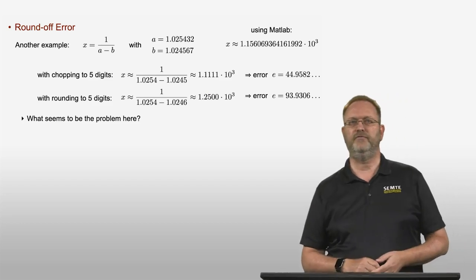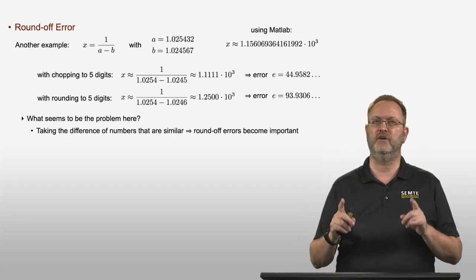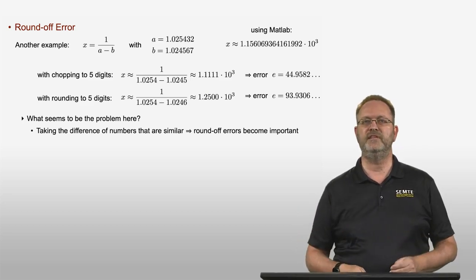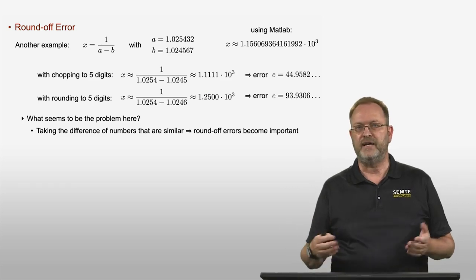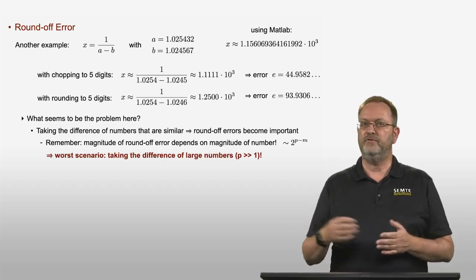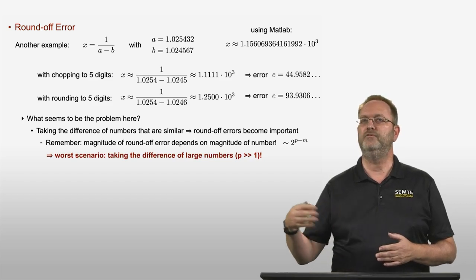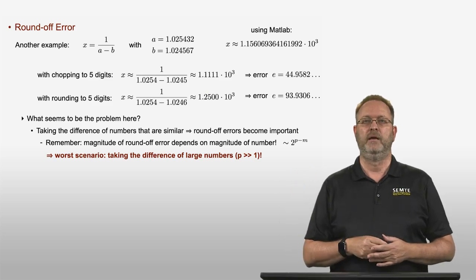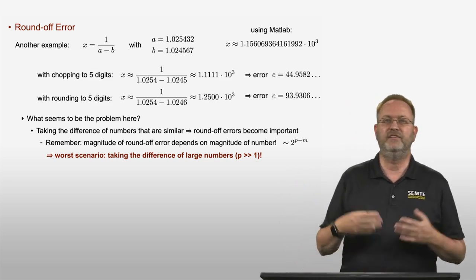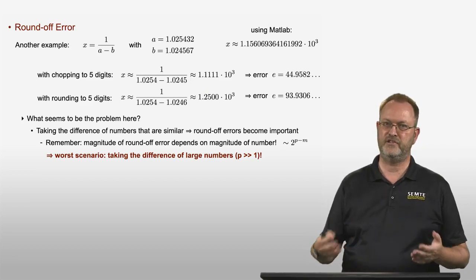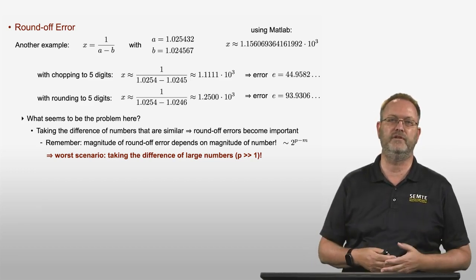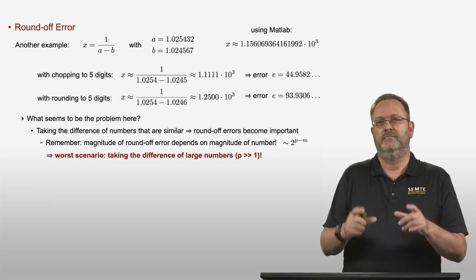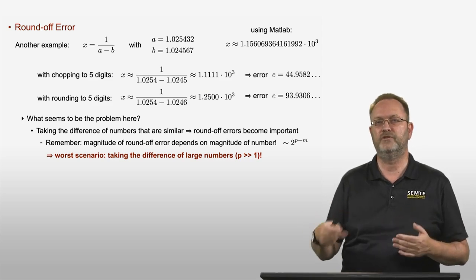Well, there are 2 reasons for it. The first one is that we are taking the differences of numbers that are very similar. And if we take differences of numbers that are very similar, then the roundoff error becomes actually important. Because remember, the magnitude of the roundoff error depends on the magnitude of the number. So we have 2 to the power p minus m. And the worst case scenario is that we take the difference of large numbers. Large numbers means that the exponent in the engineering notation p is very large. And in that case, that roundoff error becomes very large because in 2 to the power p minus m, the p becomes large.